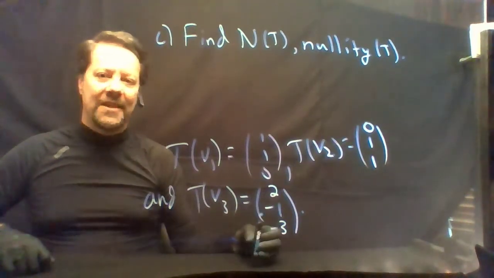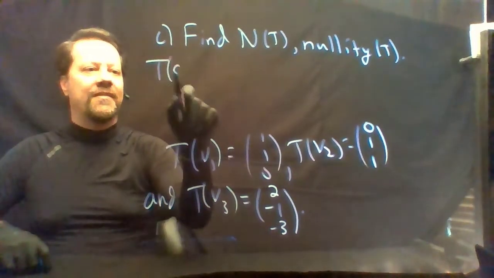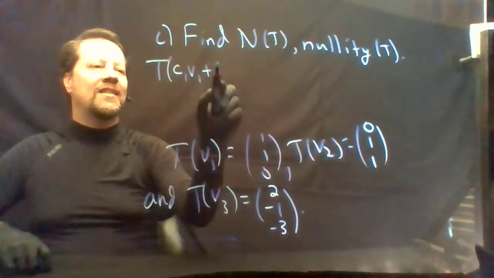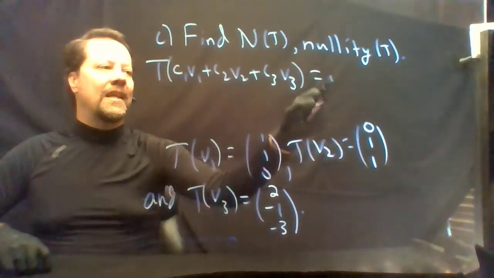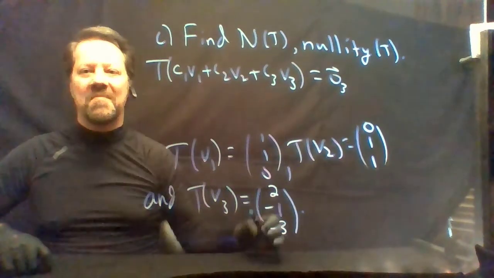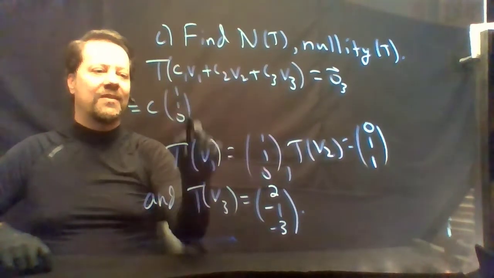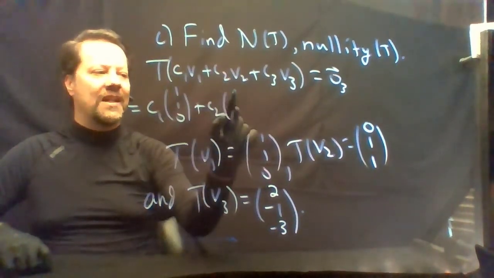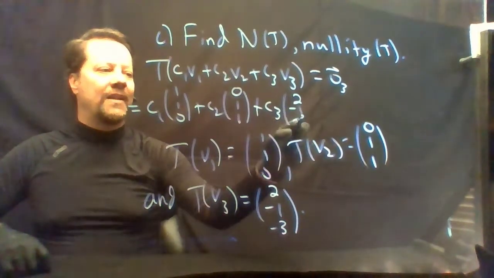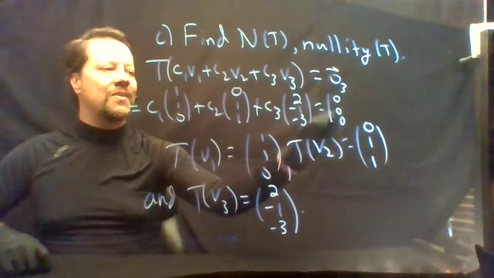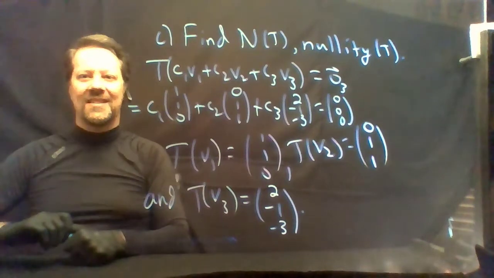To find the null space, we need to find everything that maps to 0. We need to find solutions to T of C1 V1 plus C2 V2 plus C3 V3 equals the 0 vector in R3. That means C1 times (1, 1, 0) plus C2 times (0, 1, 1) plus C3 times (2, -1, -3) equals (0, 0, 0). Solve that system of equations.